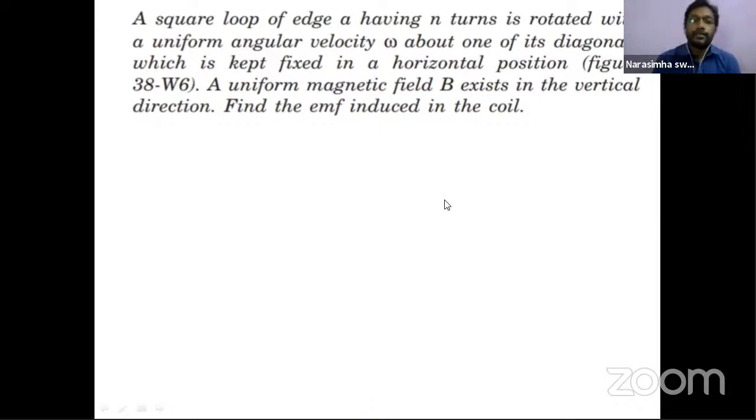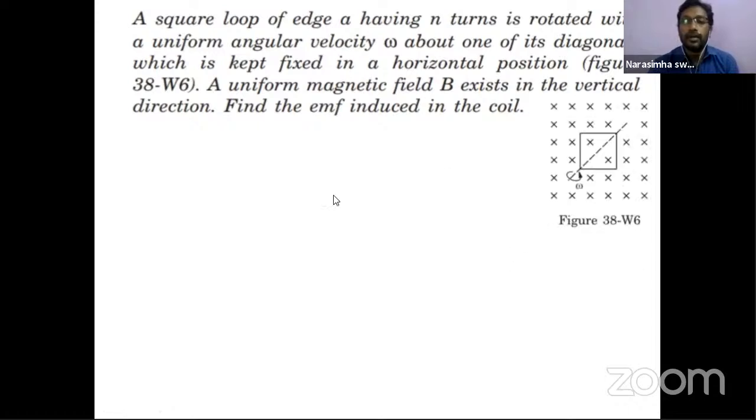A square loop of edge having n turns is rotated with a uniform angular velocity omega about one of its diagonals, which is kept fixed in a horizontal position. A uniform magnetic field. Here is the diagram. Very, very important. Observe this.